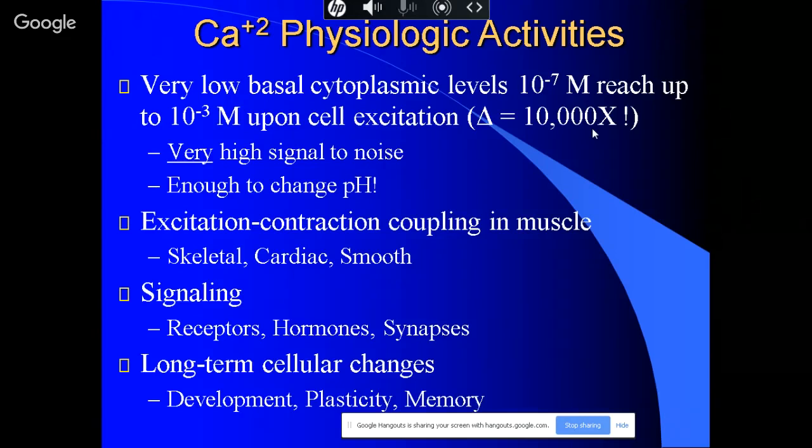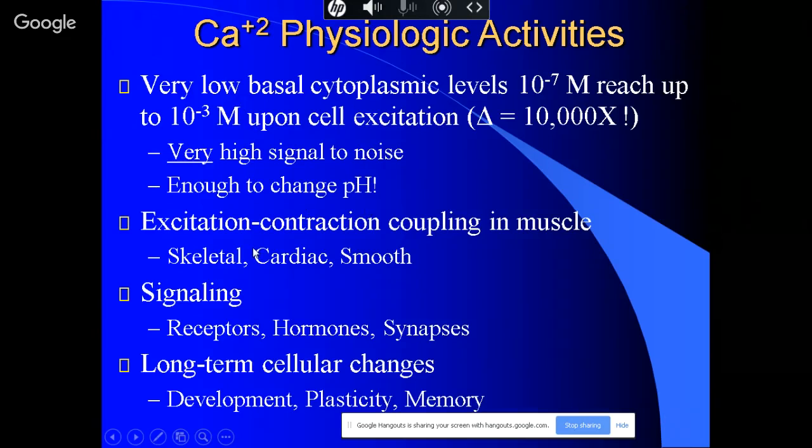So, signal to noise. Your noise level is in the sub-micromolar range, and the signal is in the millimolar range. The signal is 10,000 times the resting noise. This is massive, and a very strong cation that can exert huge changes in protein. This is so much calcium coming into the cell that you actually change the pH of the cell, because the calcium is going to displace protons off of the proteins, which is going to then make the cell acid. So these are huge changes when the calcium comes in.